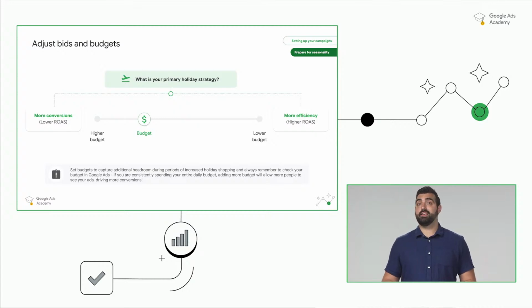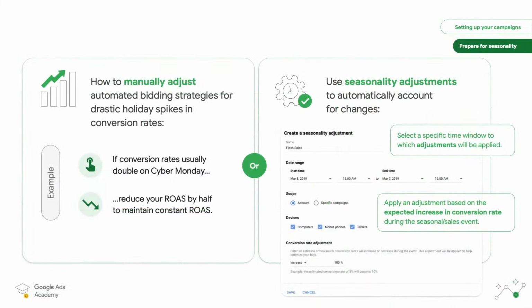If you're willing to take a lower ROAS goal over promotional or holiday periods, this can also help you scale as consumer demand increases. Performance Planner is a great tool to use if you're curious about what scale could look like as you lower your ROAS goals. If you'd prefer to manually adjust your automated bidding for drastic holiday spikes in conversion rates, change your ROAS targets by the same rate that you expect your conversion rates to change.